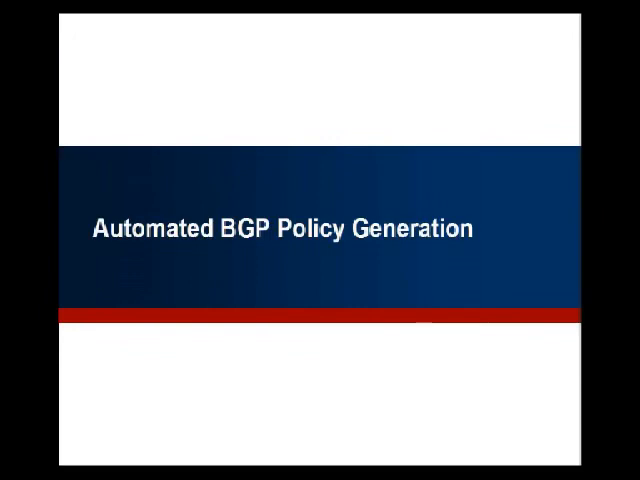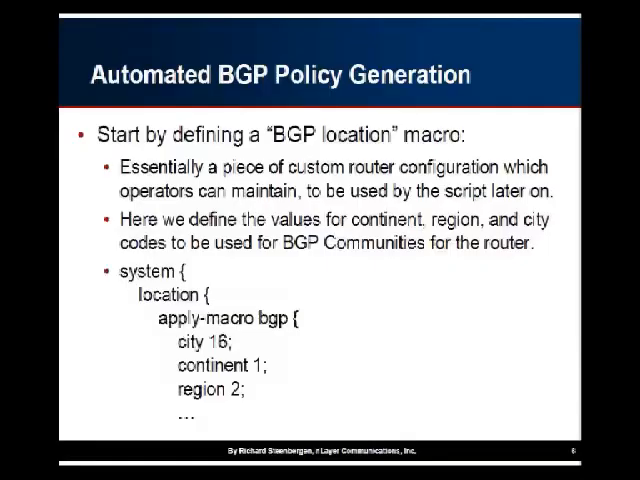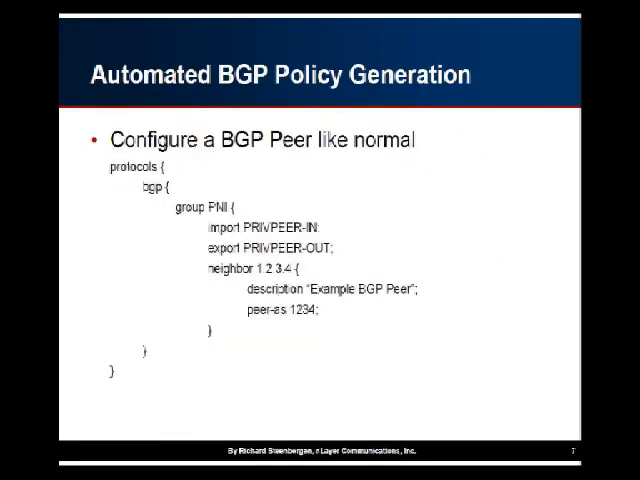So here's the details of the automated BGP policy. What I start by doing is defining a BGP location. This is the BGP communities that I'm using. I'm defining for the router, saying this router is in this city, this continent, and this region. I stick that under the system level, so that applies to the entire router. This is through the apply macro. It lets you set a custom configuration option that might not ship with the router, but that your script can then take a look at and build from.